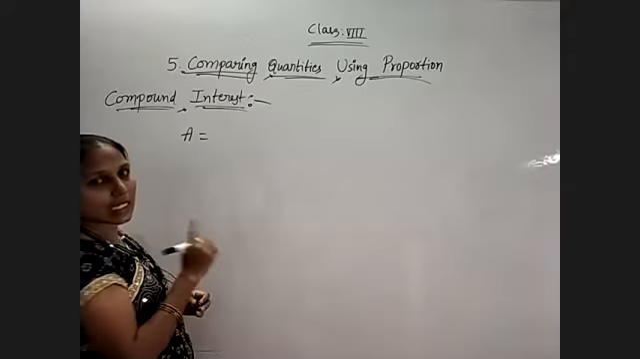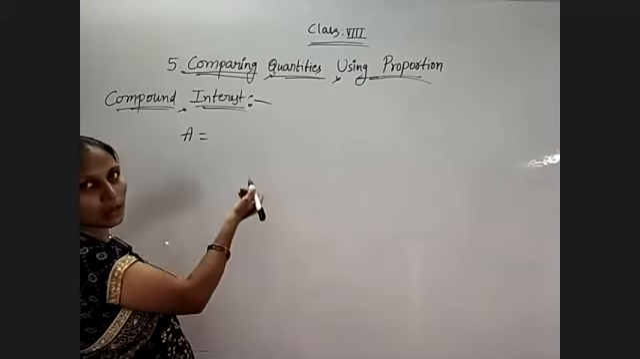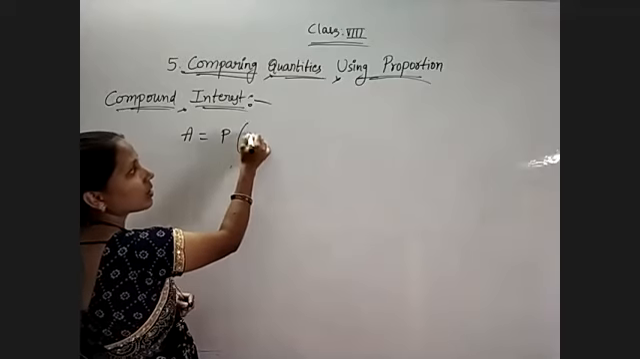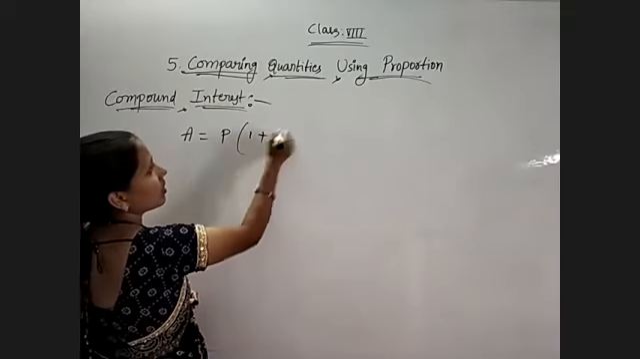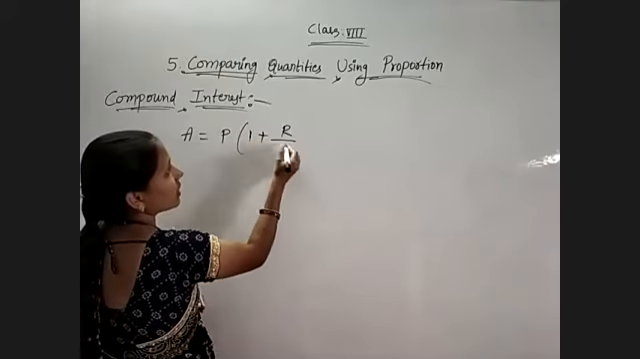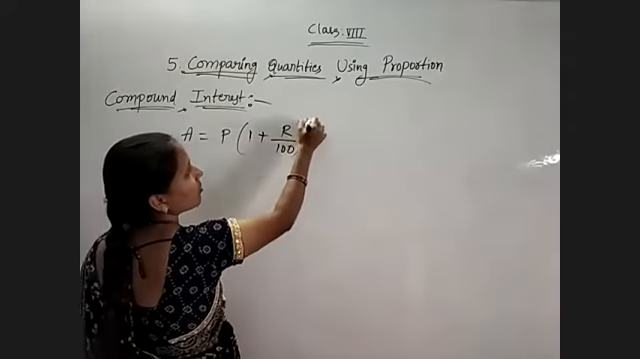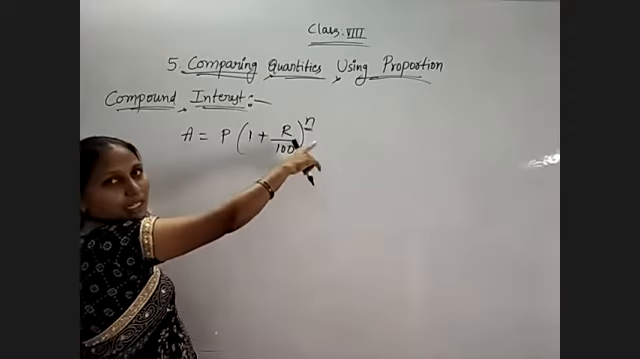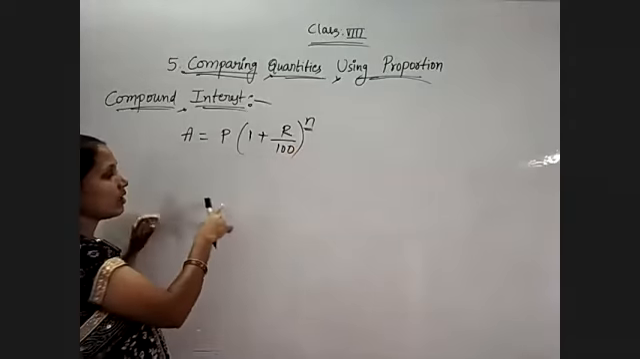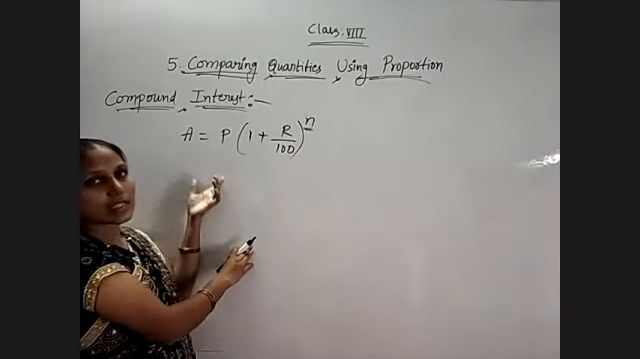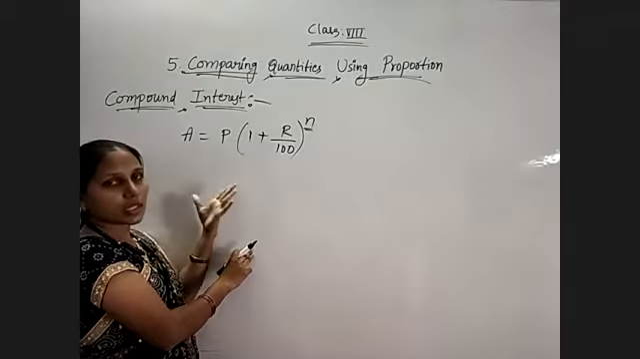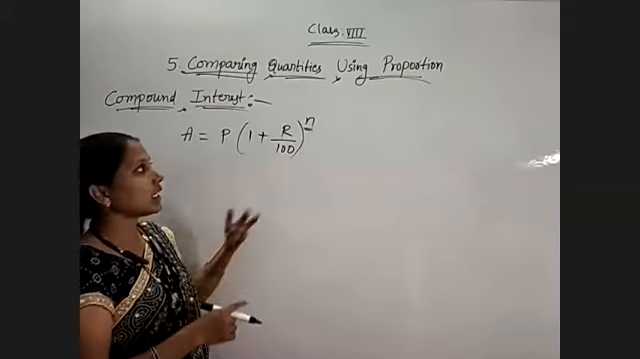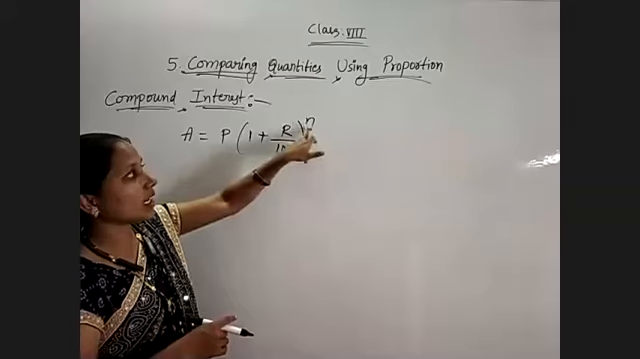The amount formula when we are calculating the compound interest annually is A = P into 1 plus R by 100 whole to the power of n. Here n refers to the time period, the conversion period, and that is given differently for when interest is compounded annually, half yearly, and quarterly. Depending on that, we will get this conversion period.